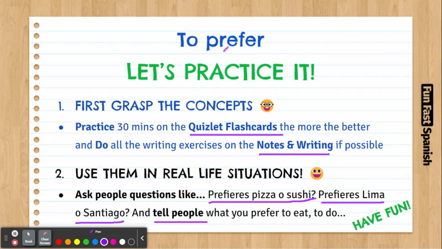It's also really good when you have a bunch of options and you want to say, okay, I prefer this or that. So if you go, let's say, shopping, or if you're about to buy something, you can tell a person what you prefer.